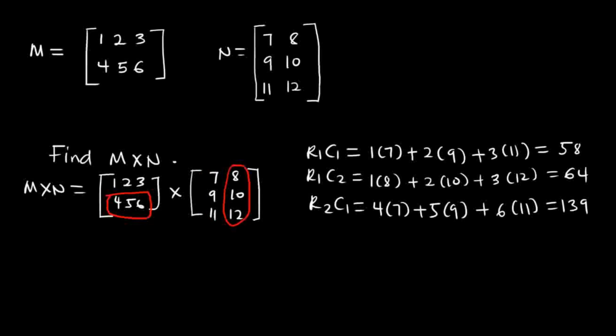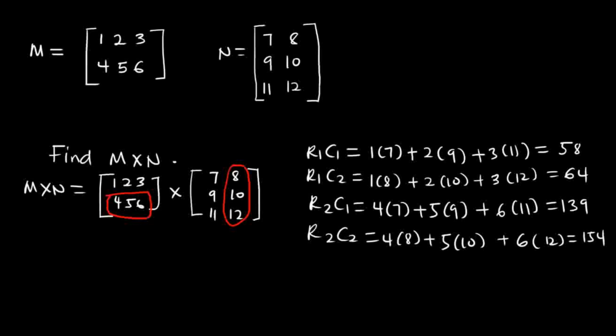So I'm now going to have row 2, column 2. Okay, so let's take the dot product. So I have 4 multiplying 8 plus 5 multiplying 10 plus 6 multiplying 12. So this will give me a value of 154.